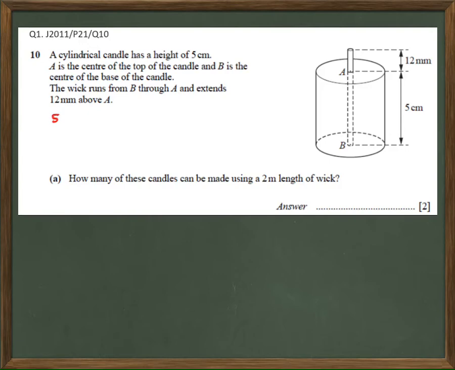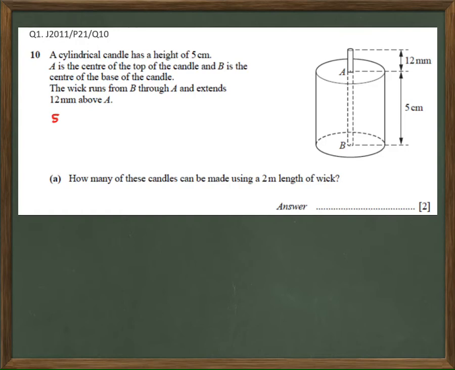The third question is: a cylindrical candle has a height of 5 centimeter. A is the center of the top of the candle and B is the center of the base of the candle. Make a habit of reading a line and then looking at the diagram. So I read this much. I look at the diagram. I see 5 centimeter. I see A. I see B. And then I see 12 millimeter. Centimeter, millimeter. Keep that in mind.